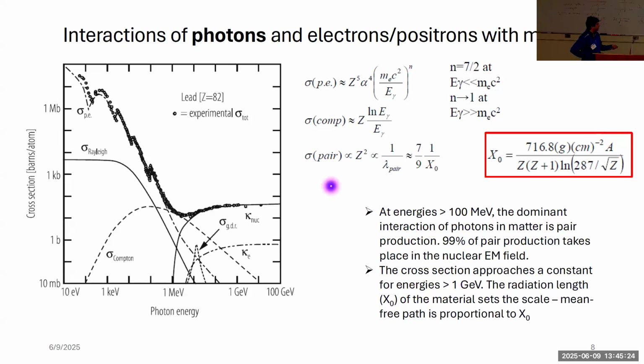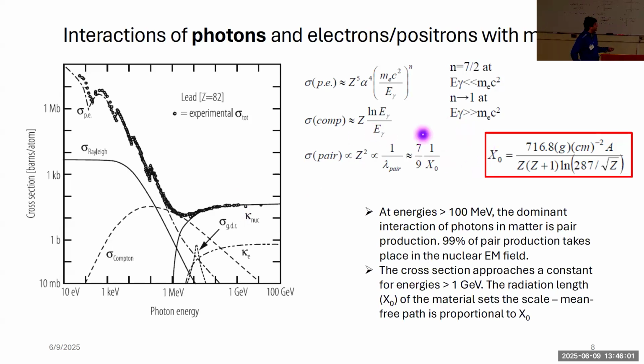And as you can see, there are two types of pair production. There's what's called kappa E, which is the pair production in the field of the electrons surrounding the nucleus, but the majority of the pair production happens in the electromagnetic field of the nucleus. And you can also notice that this cross section tends to approach a fixed value above, say, a GeV. So what this actually means is that pair production is the dominant feature of the interaction of the photons with matter.